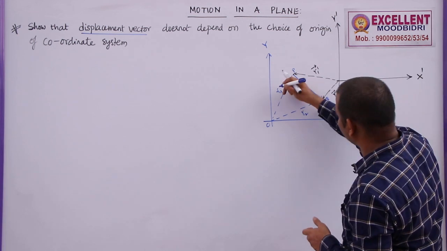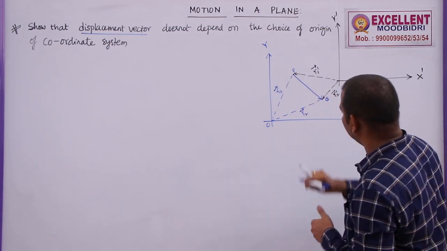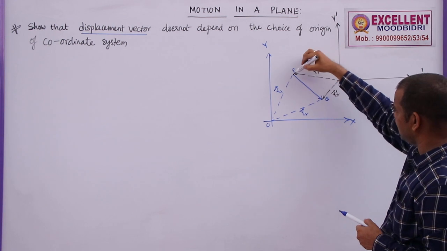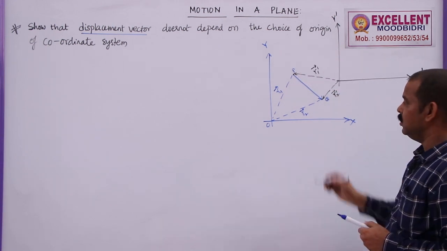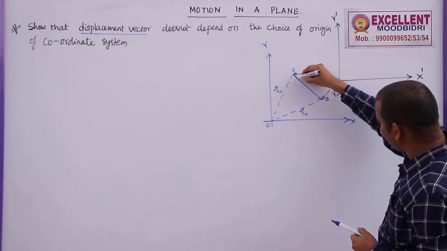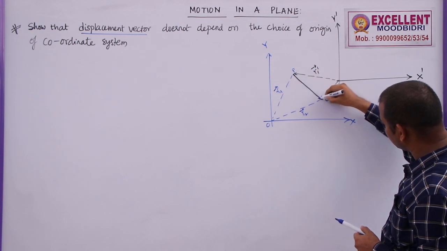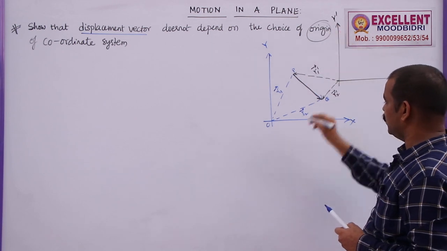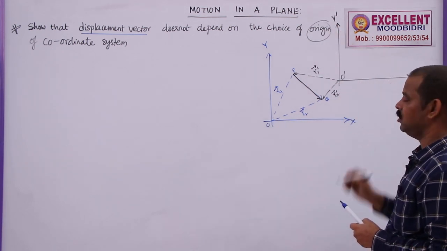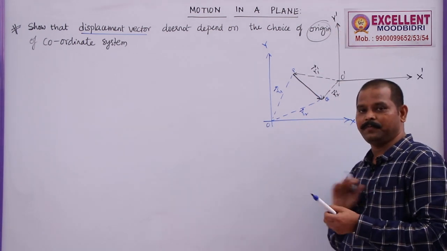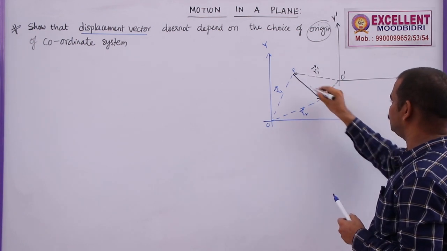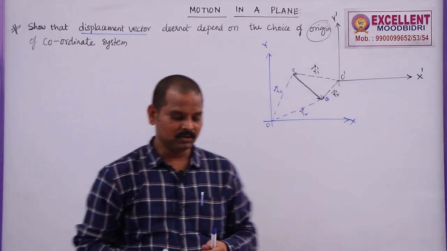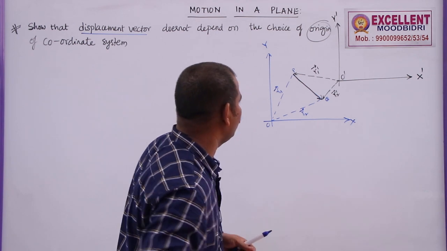But what about the displacement vector for this one? Here also the particle moves from here to here. So, the displacement vector remains the same. That means, irrespective of the choice of the origin, whether origin is O or O dash, the position vectors may be different, but the displacement vector remains the same. So, that is how we can prove this one.